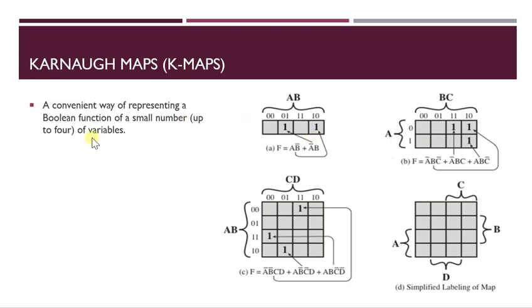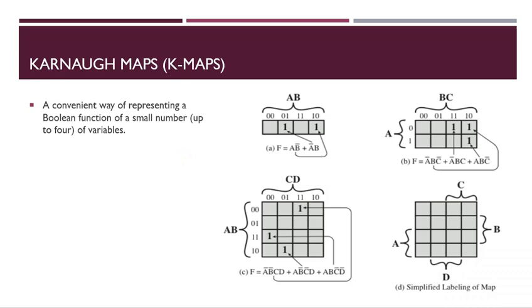So another method to simplify the Boolean equation is using Karnaugh maps, or K-maps. Basically, a K-map is a convenient way of representing a Boolean function of a small number of variables, up to 4. So if the Boolean equation has a maximum of 4 variables, they can consider the Karnaugh maps. But if the Boolean function has more than 4 variables, they need to consider another technique, which is the Quine-McCluskey table.